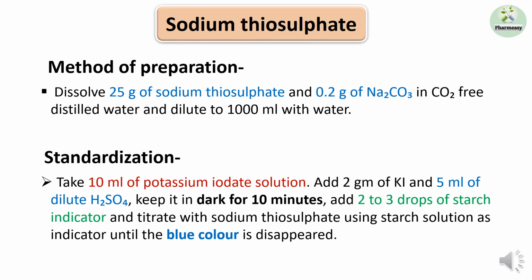Now, keep it in dark for 10 minutes. Then, add 2 to 3 drops of starch indicator and then titrate with sodium thiosulfate using starch solution as indicator until the blue color disappears.